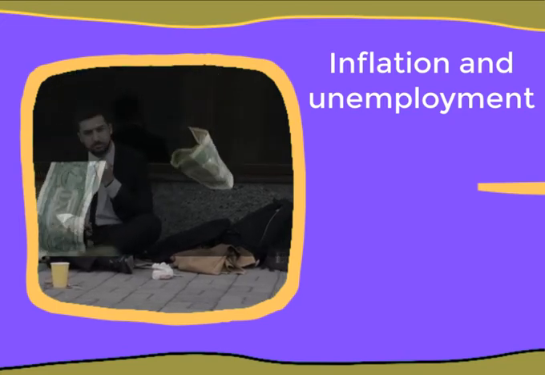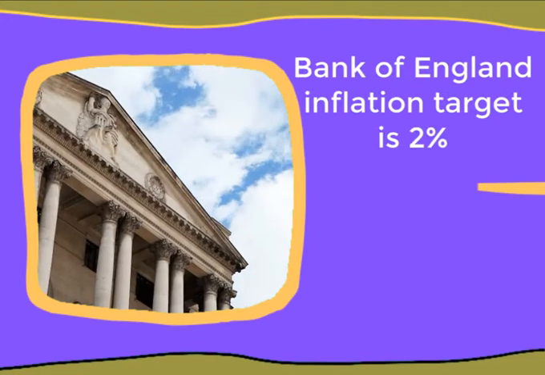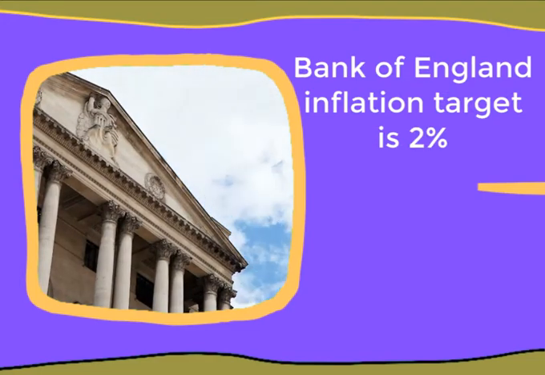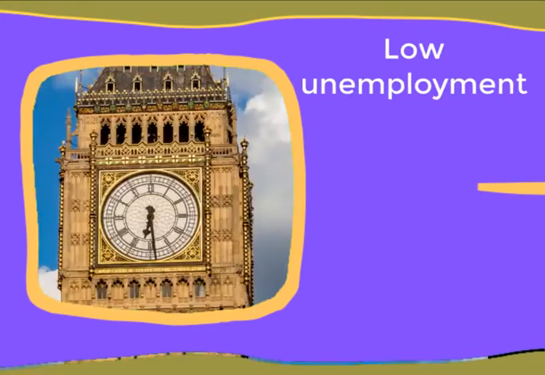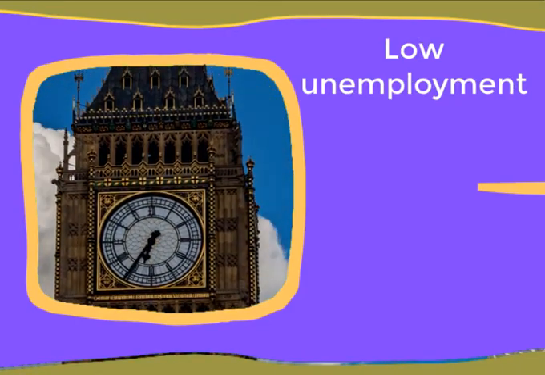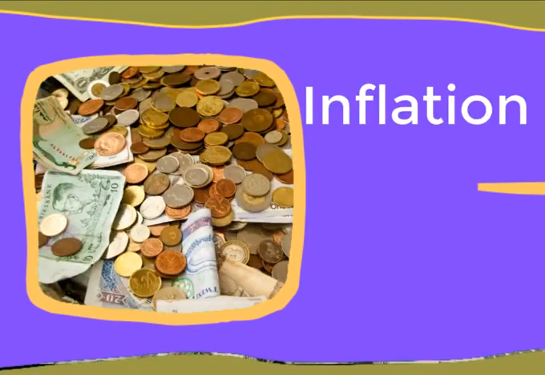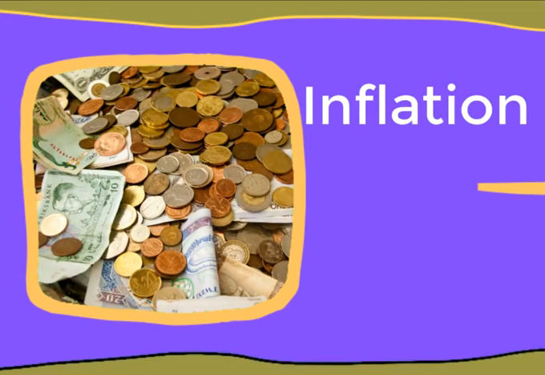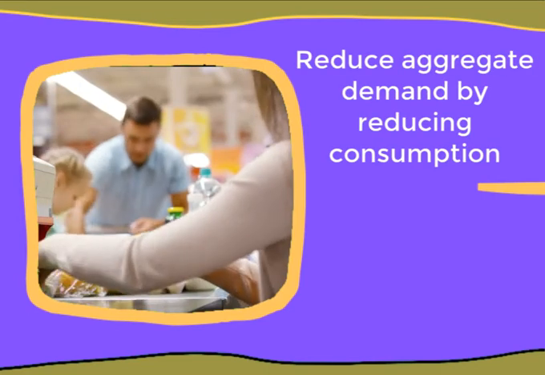We know that the government has given the Bank of England a target of 2% inflation, and the government also has a target of low unemployment. So the first thing the government might think with these two objectives is, which one do we give most priority to? And usually it's inflation. The government would put most priority in tackling inflation.